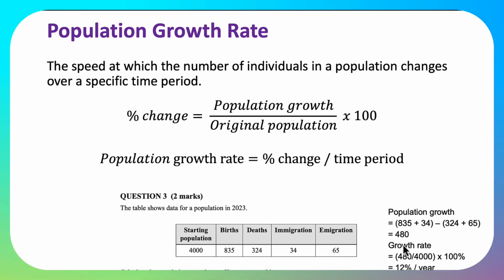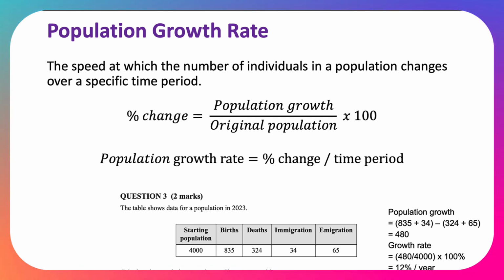Okay, so now to work out the growth rate, we're going to say that 480, so here's our population growth, divided by our original population, 4,000, times by 100, that's going to give us 12%. Okay, so that's what the percentage change was. And then divided by the time period, which was 1 year. So that is worth 2 marks in the exam.